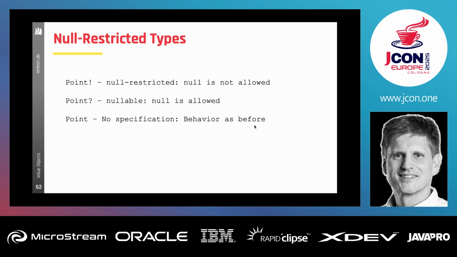So we will have Point!, which means null is not allowed. We will have Point?, which means this type or this reference can be null. And we still will have Point without any mark, and that means no specification, behavior as before, so compatibility with older code.